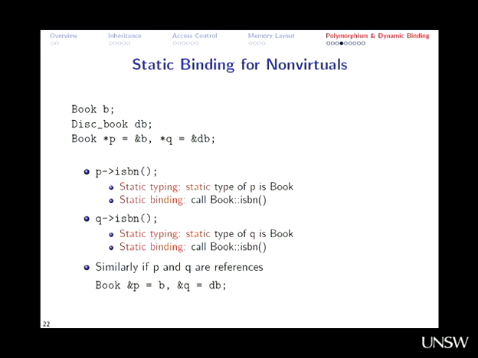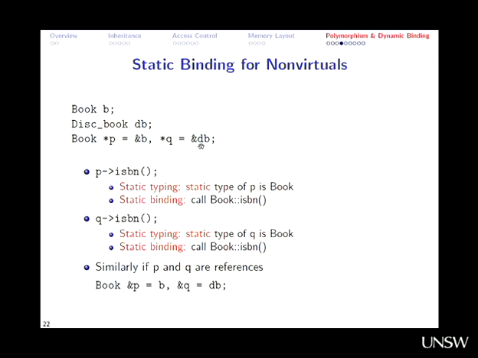Okay, so this is static binding for non-virtuals. This is everything we've dealt with up until this point of the course. We have a book and we have a discounted book. We then attempt to assign a pointer to book, first of all for a book object, and secondly for a discounted book object.